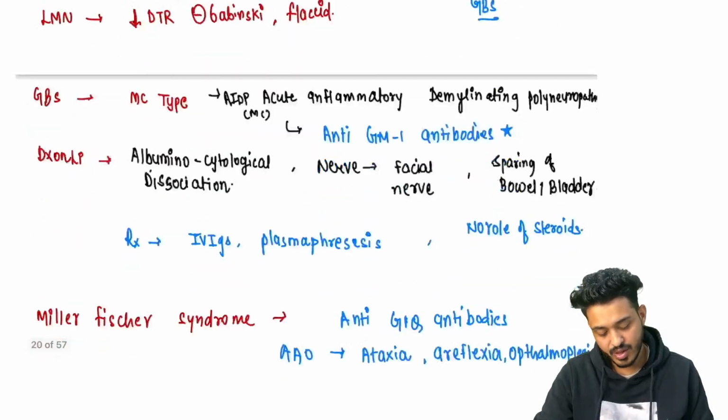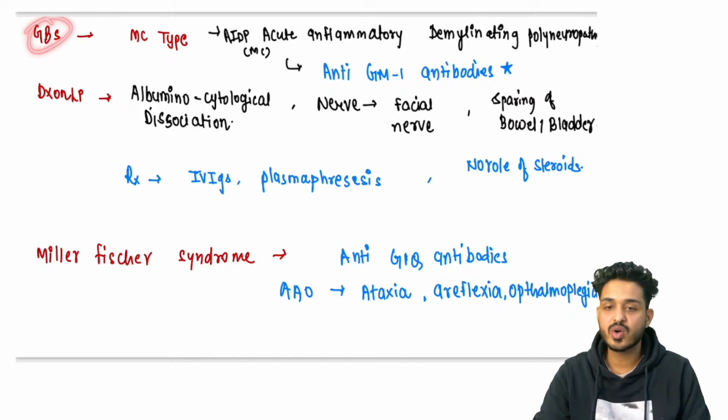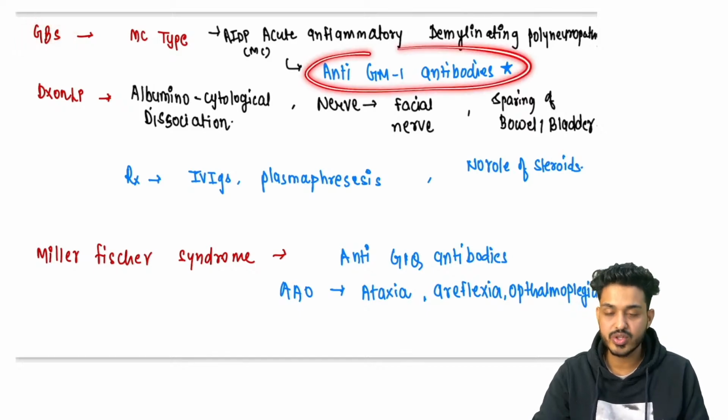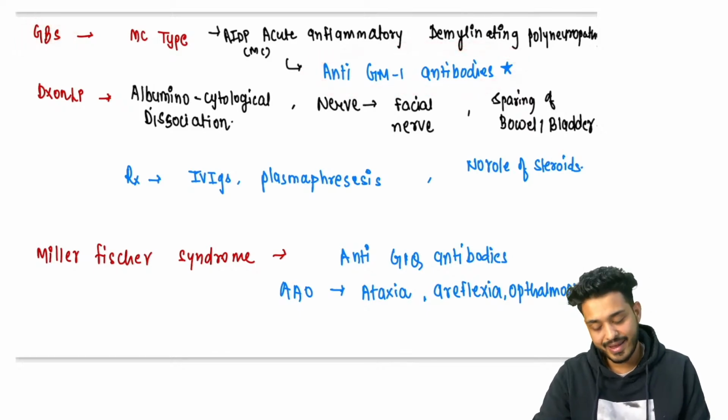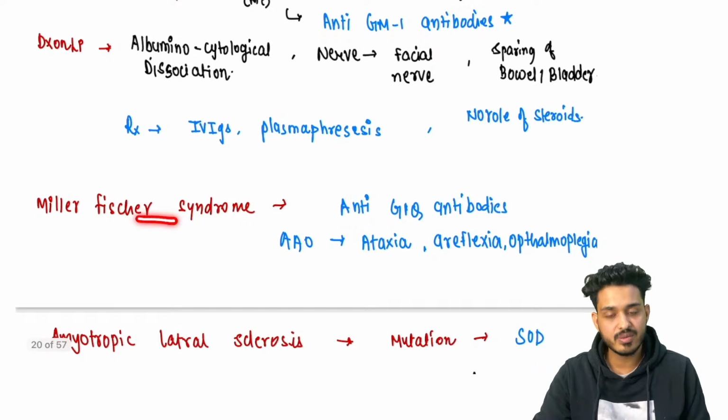Okay, there are two or three things to remember about this, just revise with me. Okay, in GBS which antibody will be found? That is going to be your anti-GM1 antibody. Albuminocytological dissociation will be there, facial nerve involvement, and it is not going to affect your bowel and bladder, right? We will give IVIG, we will do plasmapheresis. Miller-Fisher has anti-GQ1b antibody, here anti-GM1.